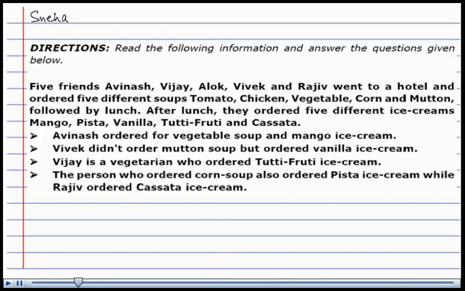Five friends Avinash, Vijay, Alok, Vivek and Rajiv went to a hotel and ordered 5 different soups: tomato, chicken, vegetable, corn and mutton, followed by lunch. After lunch, they ordered 5 different ice creams: mango, pista, vanilla, tutti frutti and cassata. Other information is as given below.